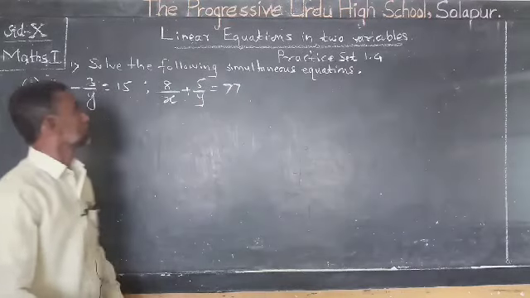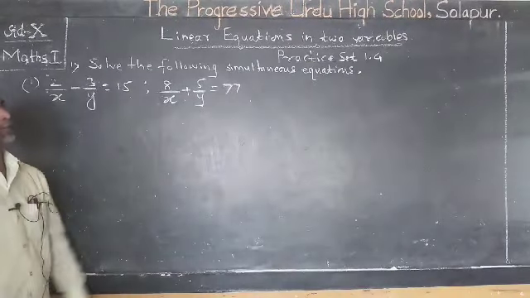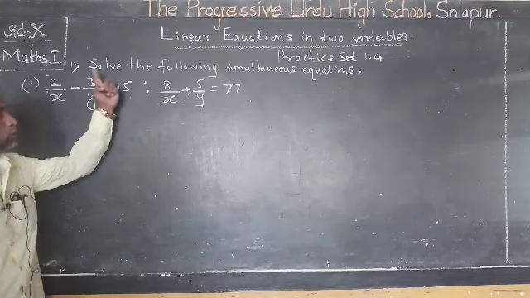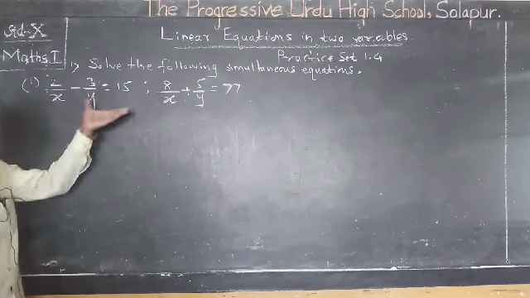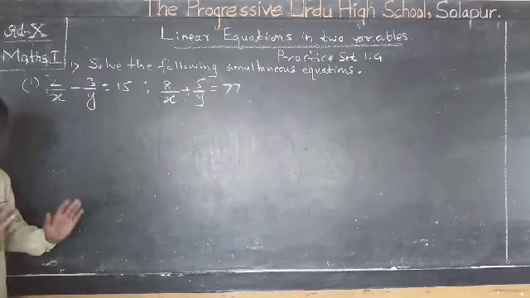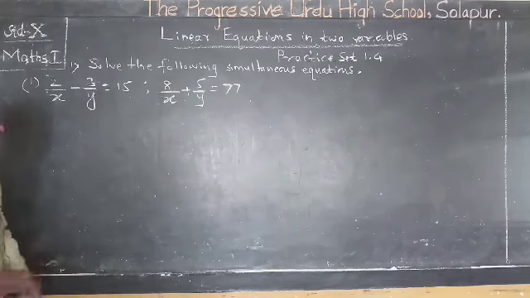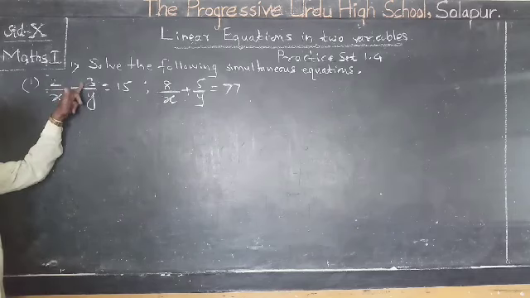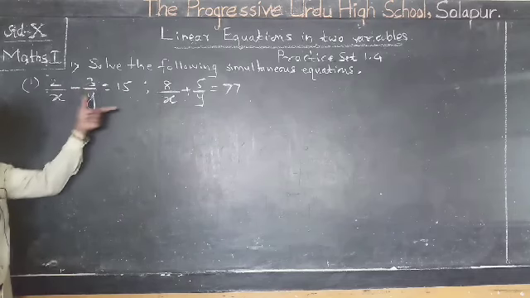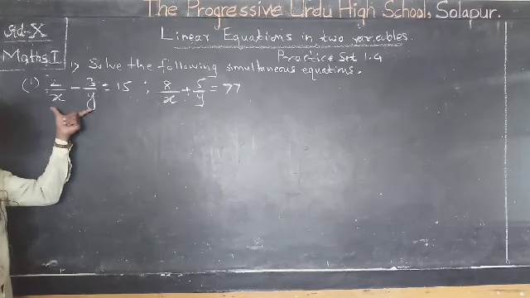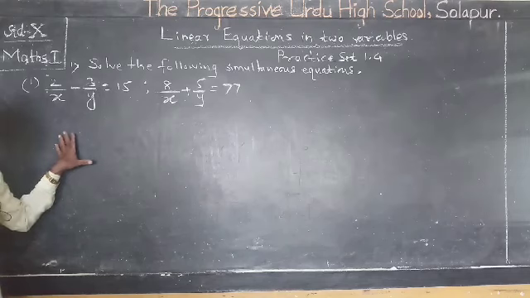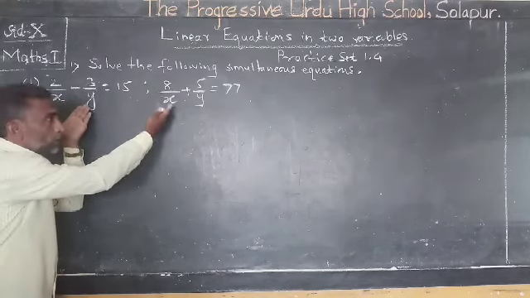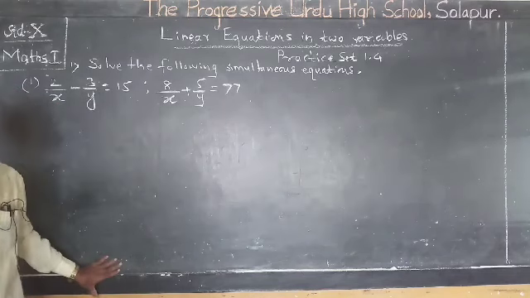So look at the blackboard. Practice set 1.4, question number 1: solve the following simultaneous equations. If you observe these two equations, they are not simultaneous linear equations, because in 2 by x minus 3 by y equal to 15, the order of the variable is not 1, therefore it is not a linear equation in two variables. But we can convert these two equations into linear ones.